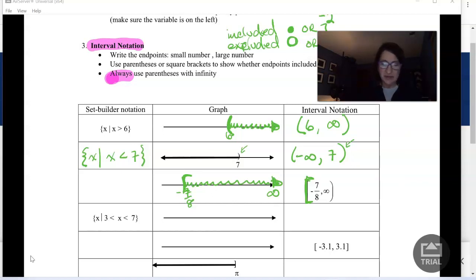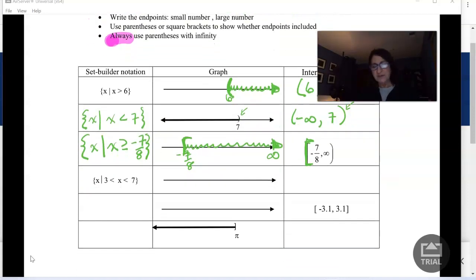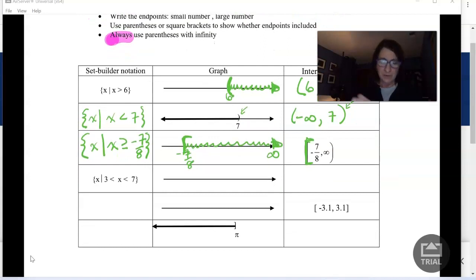Now let's put this in set builder notation. Set of all x such that I've got x is greater than or equal to negative 7/8 and my squiggly bracket. Okay, for this next one, I would call this what I refer to as a betweener.